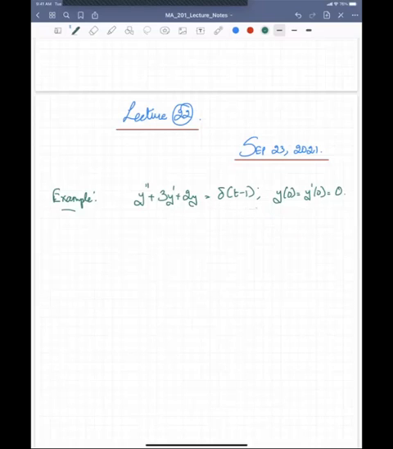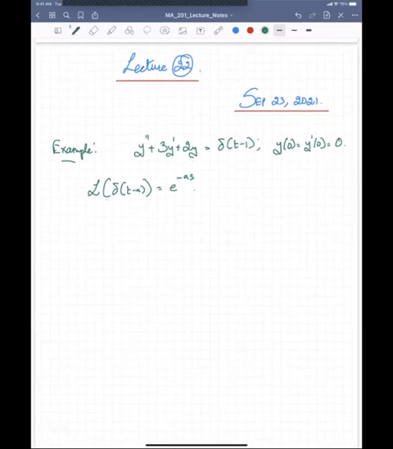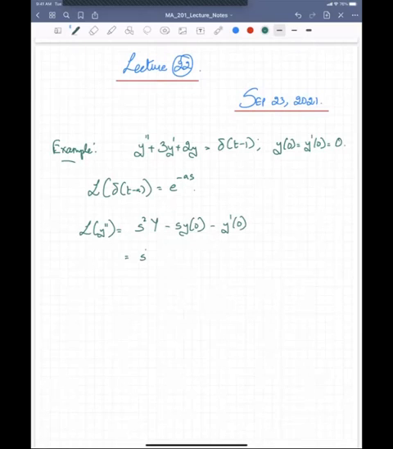And the only new input that we need is that the Laplace transform of the delta function is e to the minus as. So you can proceed the exact same way. Take the Laplace transform of both sides and recall what the Laplace transform of the second derivative is. L of y double prime is s squared times the Laplace transform of y, minus s times the value of the function at 0, minus the value of the derivative of the function at 0. In this particular example, the value of the function and the value of the derivative of the function are both 0 at t equals 0. So this simply becomes s squared Y.